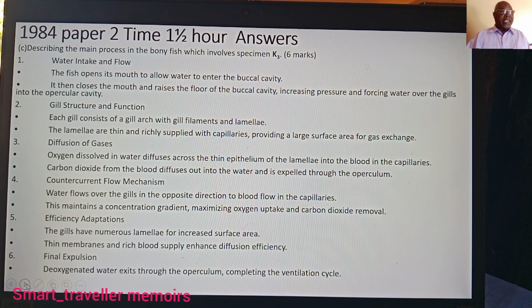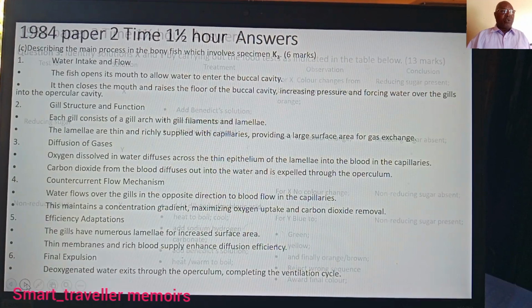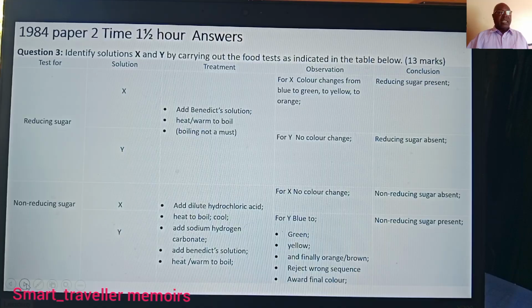The next process is efficiency adaptations. The gills have numerous lamellae for increased surface area. Thin membranes and rich blood supply enhance diffusion efficiency. And finally, final expulsion. Deoxygenated water exits through the operculum, completing the ventilation cycle.